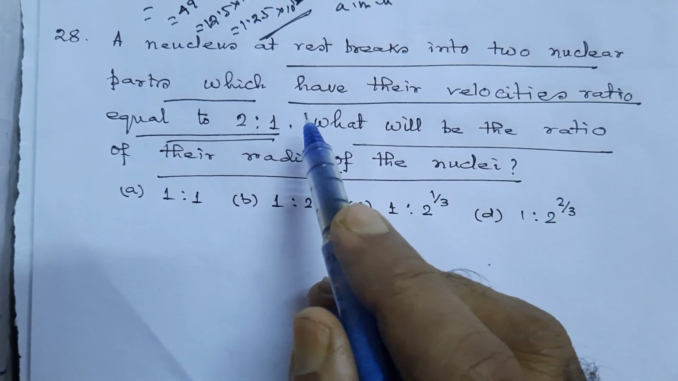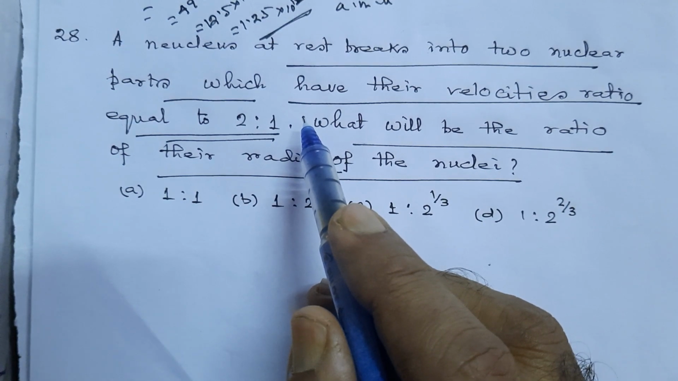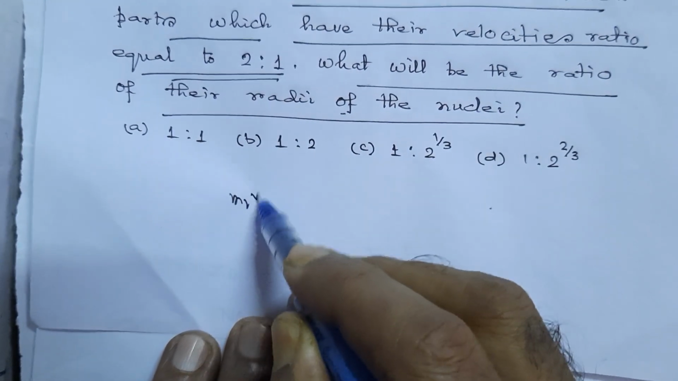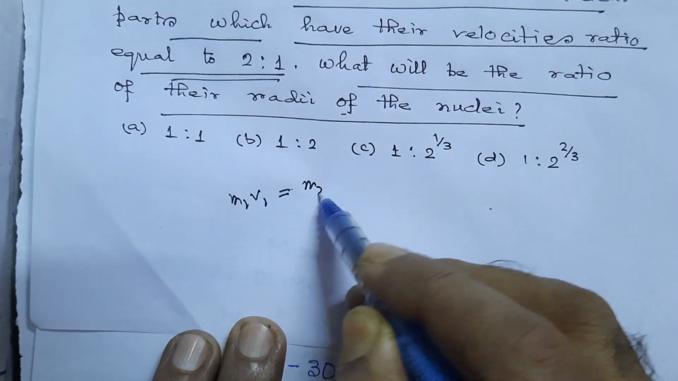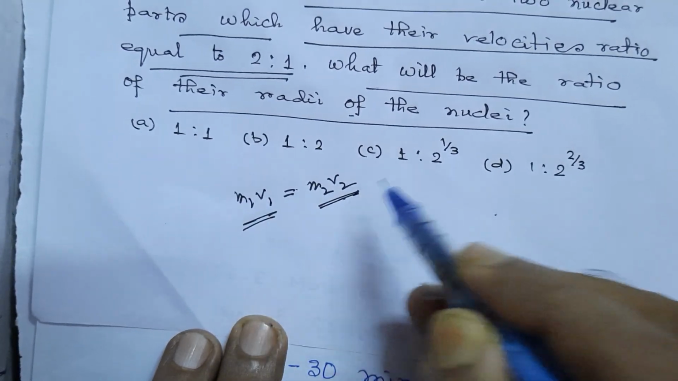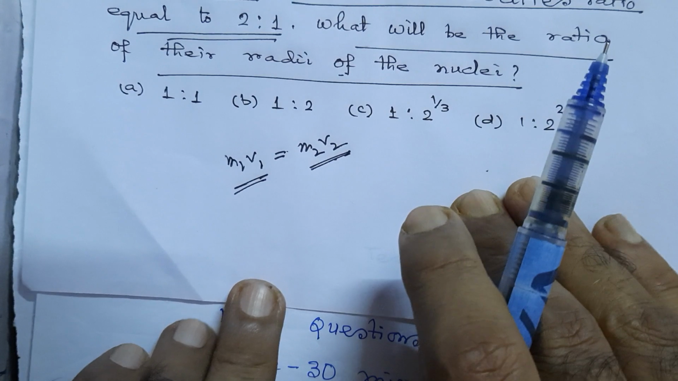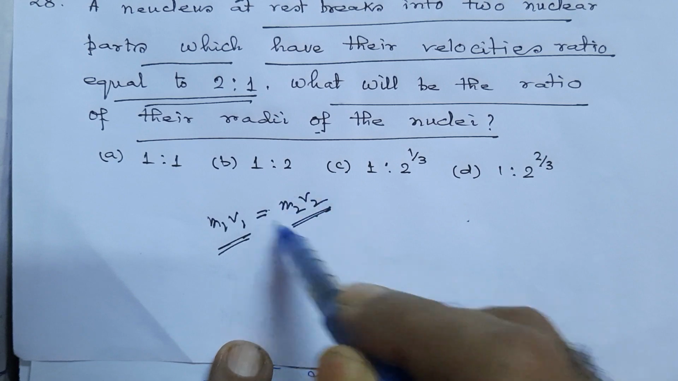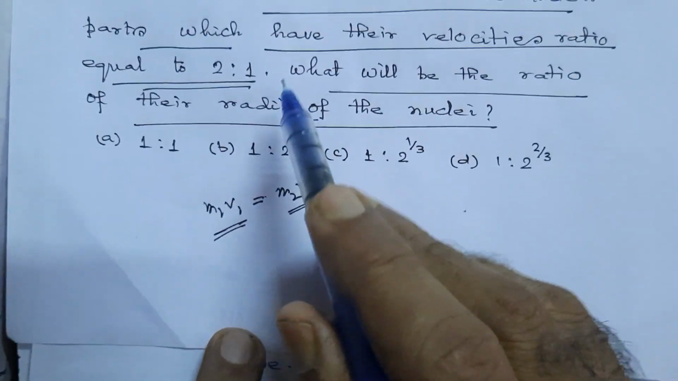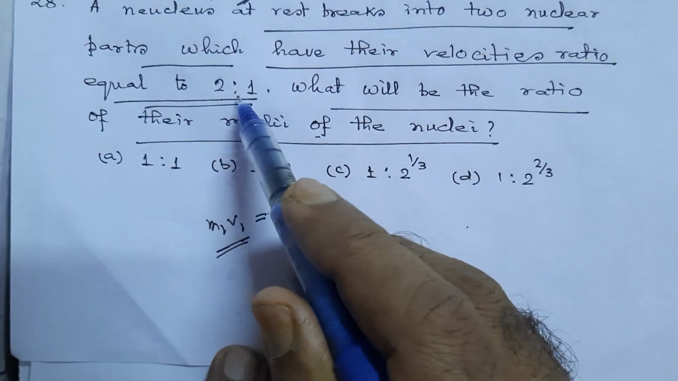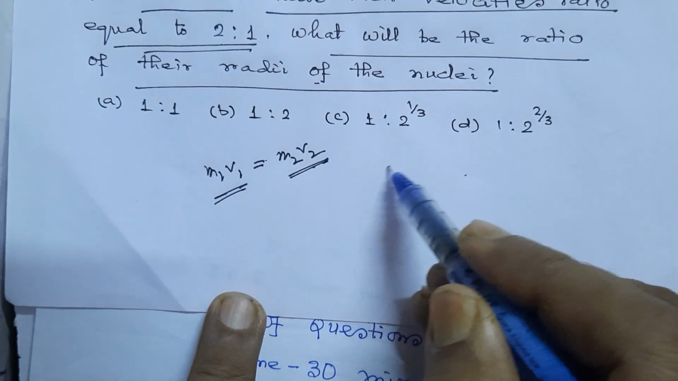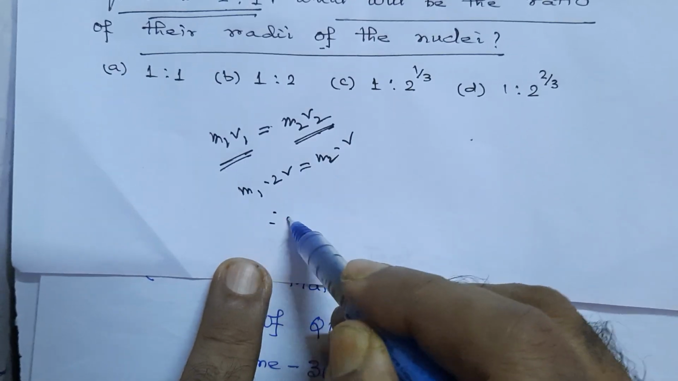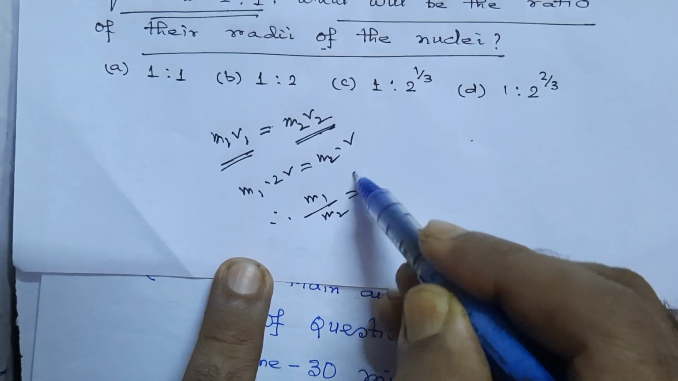For this breakup, the momentum conservation law must be valid. So the momentum of each part, m1 v1 equals m2 v2. Their magnitudes should be equal, but they are in opposite directions. Neglecting the sign, we equate m1 v1 equals m2 v2. Having velocities in the ratio 2:1, v1 is 2v, so m1 into 2v equals m2 into v. So we find that m1 by m2 equals half.